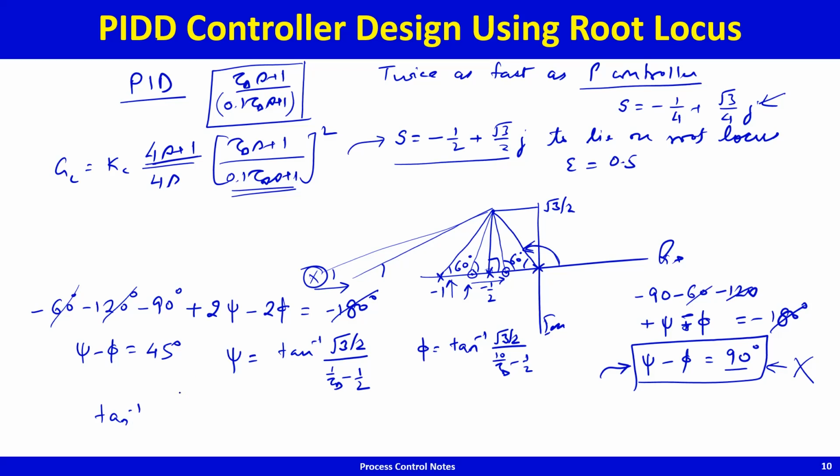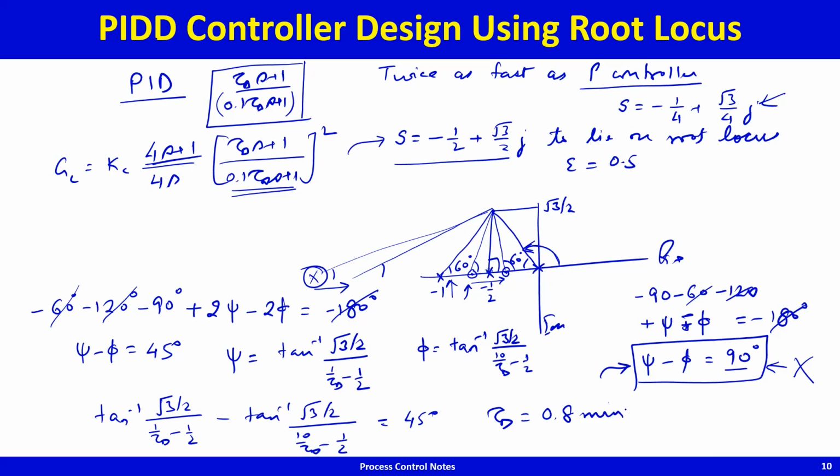And so what we have is tan inverse of square root 3 by 2 divided by 1 by tau d minus half, minus tan inverse of square root 3 by 2 divided by 10 by tau d minus half. This should be equal to 45 degrees. This is an equation that can be solved. So you solve it for tau d, and what that does is it gives a tau d of 0.8 minutes.